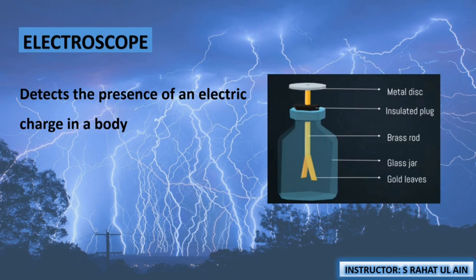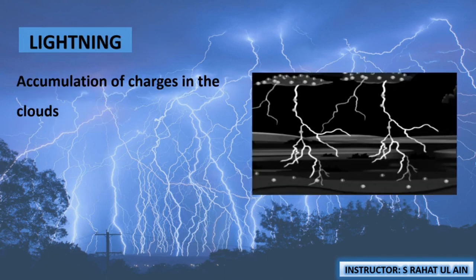And here also the electrons will repel. Here they will repel. And as a result, the leaves will repel. So how does lightning occur?